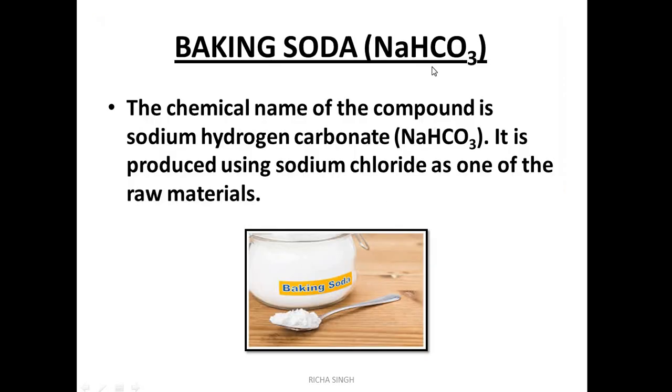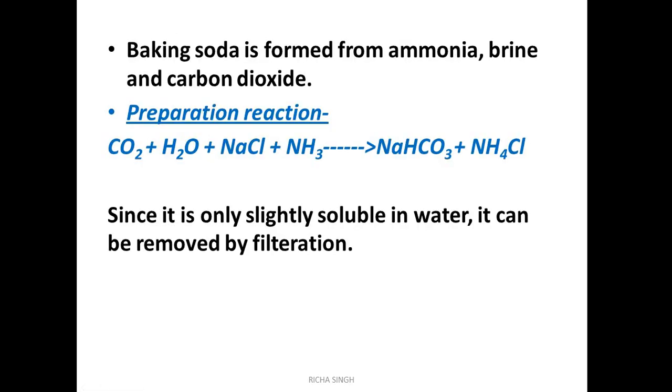Baking soda, the chemical formula is NaHCO3, that is sodium hydrogen carbonate, or it is also known as sodium bicarbonate. The main raw ingredient for making baking soda is sodium chloride only. So let's see how this baking soda is formed. It is formed from ammonia, brine, that is NaCl solution, and carbon dioxide.